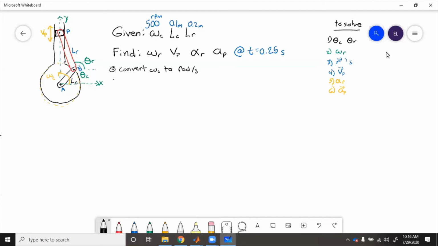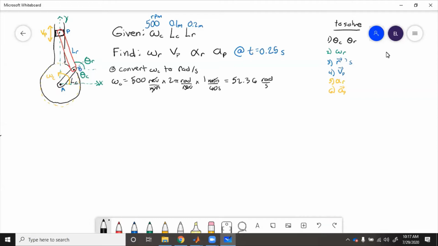So to do that, omega C equals 500 revolutions per minute times 2 pi radians per revolution times 1 minute over 60 seconds. So we can see, all right, units canceling. This will give us radians per second. And this is 52.36 radians per second.